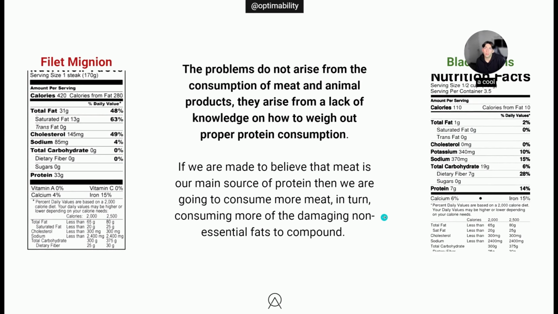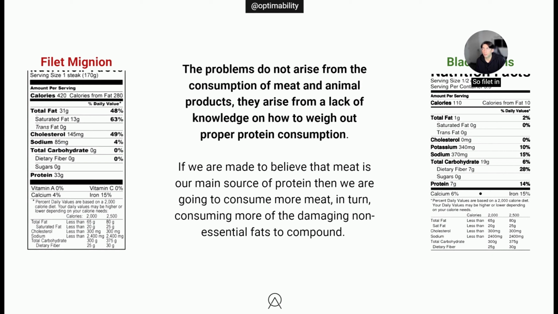Now, here's a cool comparison. So filet mignon in comparison to black bean. If you look at the saturated fat and the trans fats, we're at 0, whereas here the saturated fat's at 13 and the cholesterol's at 145 milligrams. So same thing, none in black beans.